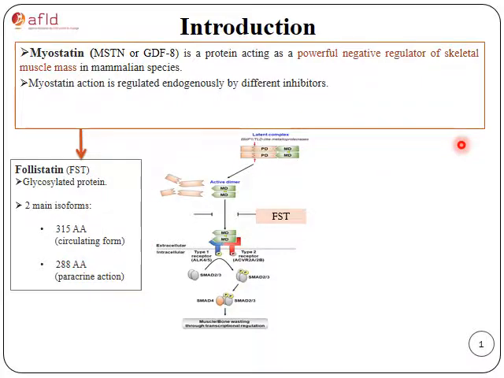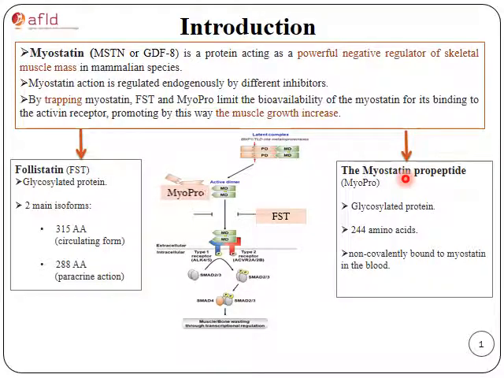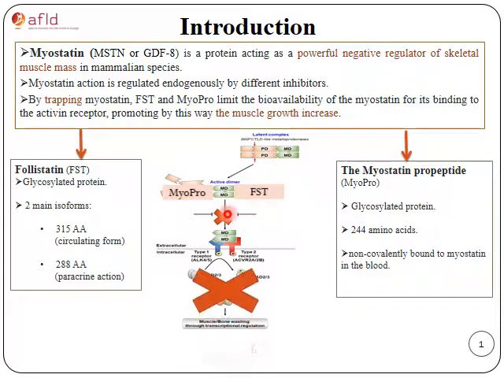And on the other hand, we have the myostatin propeptide, which is the N-terminal part of the precursor of myostatin in blood. This peptide binds non-covalently to myostatin in blood, and it is composed of 244 amino acids. These two inhibitor proteins bind to myostatin and prevent its attachment to its receptor, thereby promoting the inhibition of intracellular signaling and muscle growth.